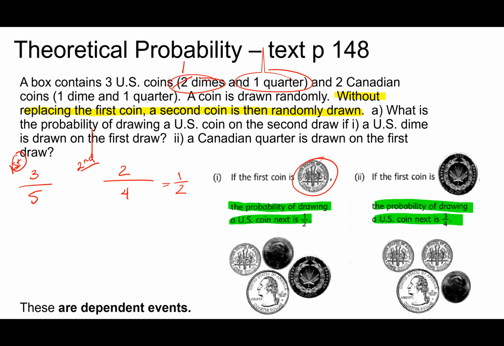Are we seeing it, you guys? We just have to think through the story a little bit. We have to think through the sequence of events. All right, so that's 1. Okay, so number 2. Now, what if a Canadian quarter is drawn on the first draw? So first of all, let's go back and think about what's happening on the first draw. We've got 2 Canadian dimes. I'm sorry, 2 Canadian coins. So 2 out of 5 are Canadian on my first draw.